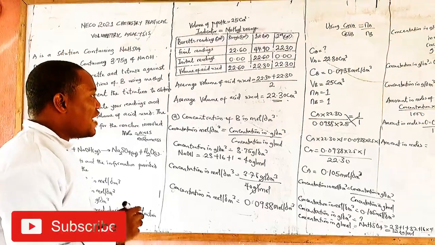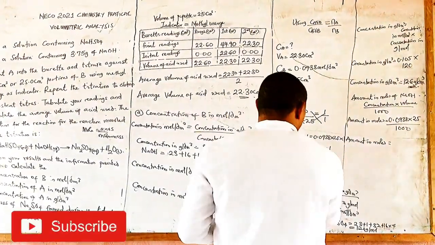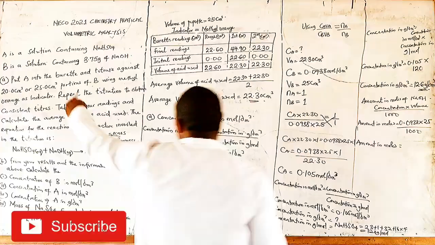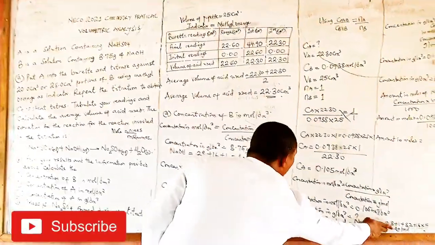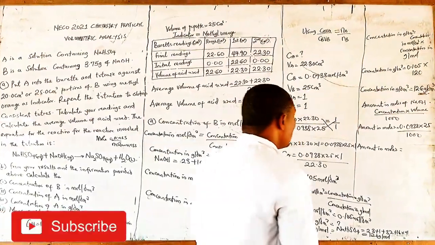So from there now, our amount in moles. Please pay attention. We are calculating for A, not B. Concentration of A in gram per dm cube. So it's 120, not 40. As used. That's the mistake.